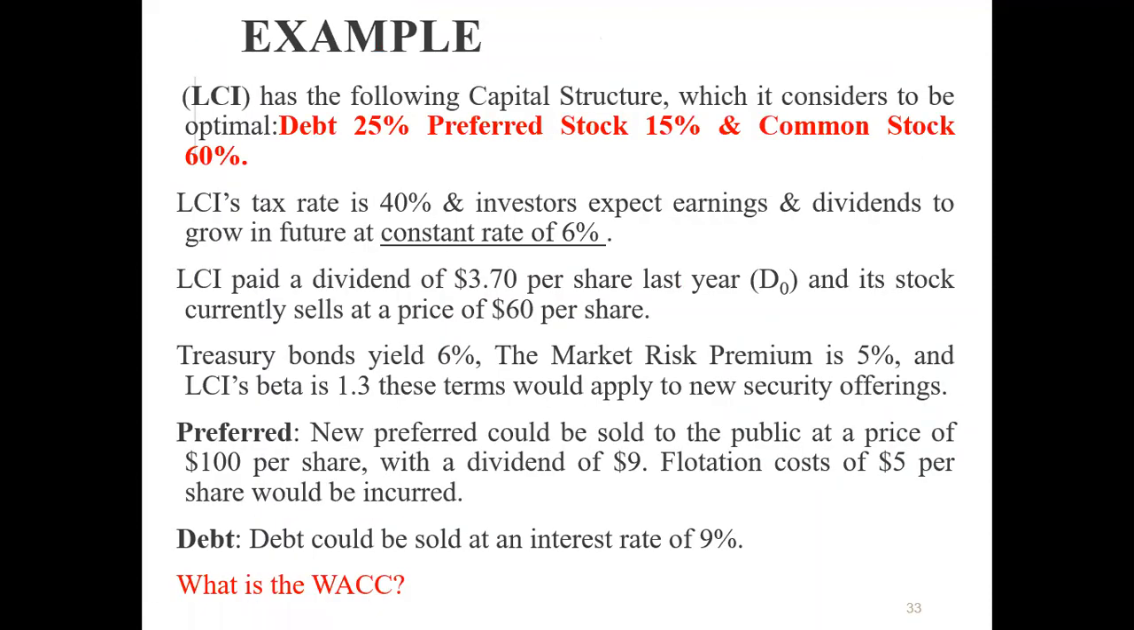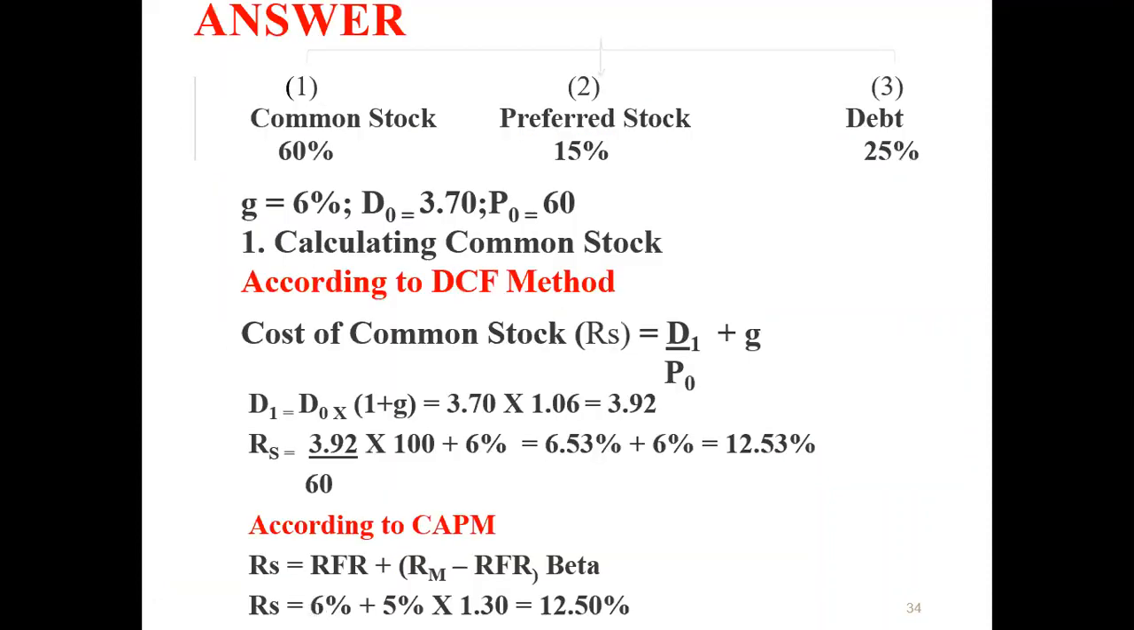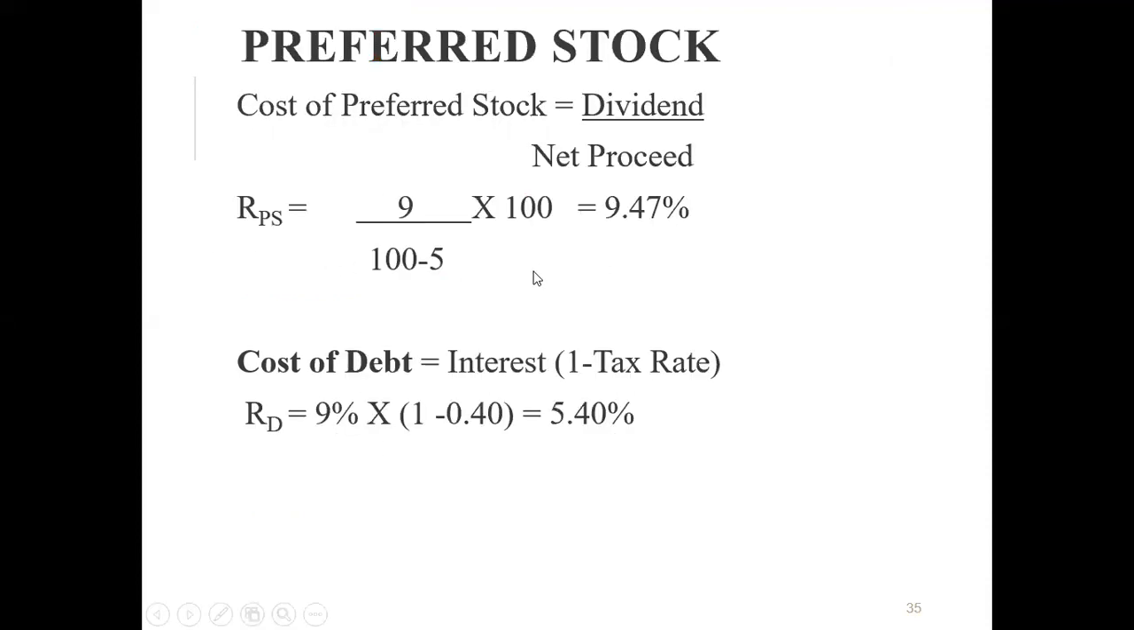So let's go back again. We use the 9% for the debt. And we have the treasury bond yields. It's 6%, which is the risk-free. I use it in the beta. And here I use this 3.7 times the growth rate, and he was giving me the growth rate in this formula as 6%. So I can find it by using the DCF model and the CAPM model. And we can take the average between both of them. Any one of them will have a minor impact. So the cost of the preferred stock is the 9 divided by 95, 9.47.